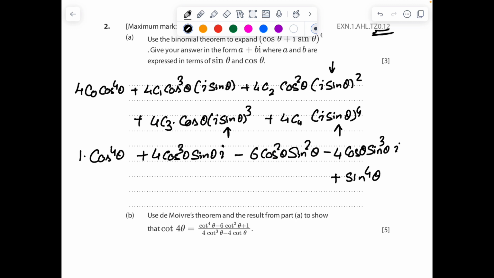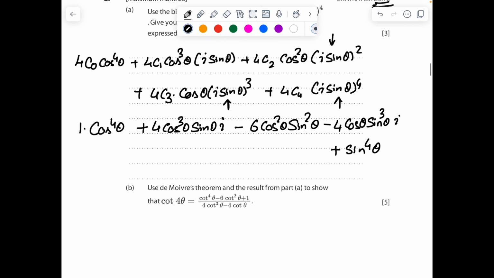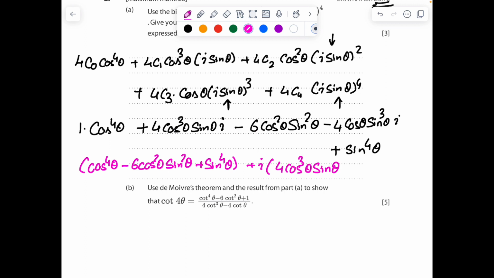So what am I going to do? It is asking for the form a plus ib. So all the real terms: cos to the power 4 theta minus 6 cos squared theta sin squared theta plus sin to the power 4 theta. Then i common: 4 cos cube theta sin theta minus 4 cos theta sin cube theta. So I got this one.